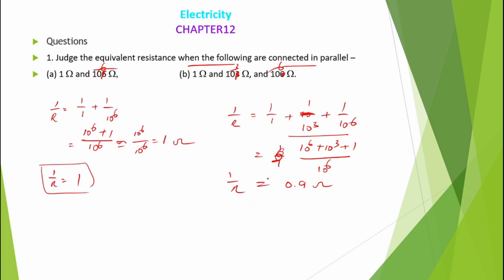So the meaning of this is, in both the given cases, the equivalent resistance is less than 1 ohm. So that means what? The equivalent resistance in a parallel combination of resistors is always less than the least resistance of any resistor in the circuit. See, here we have used 1 ohm, this is the least resistance. That means we have to get less than this resistance. So 1 and 0.9. So this is the judgment.